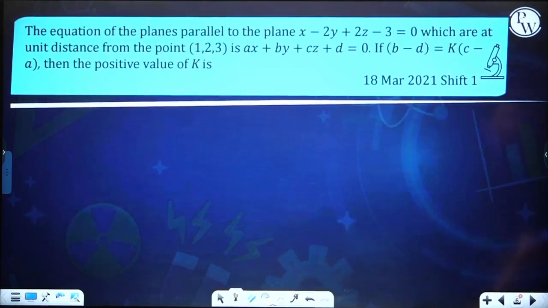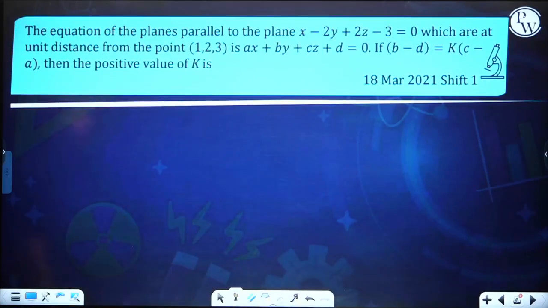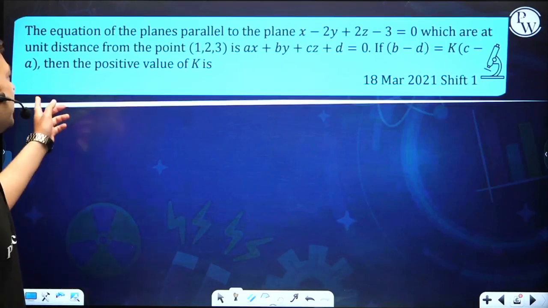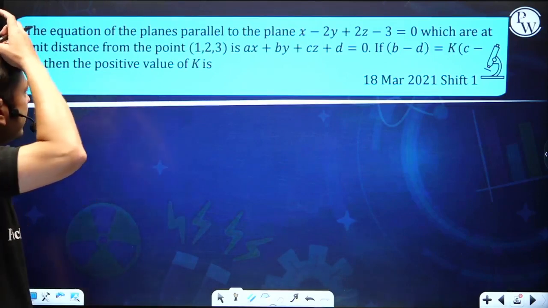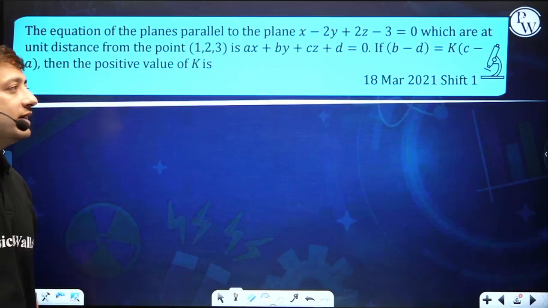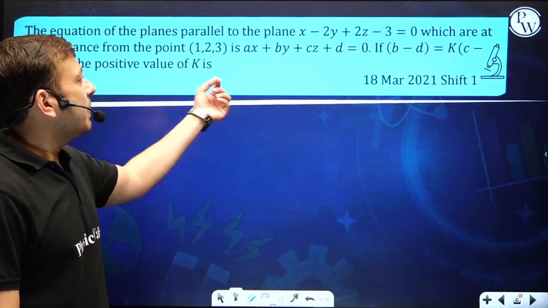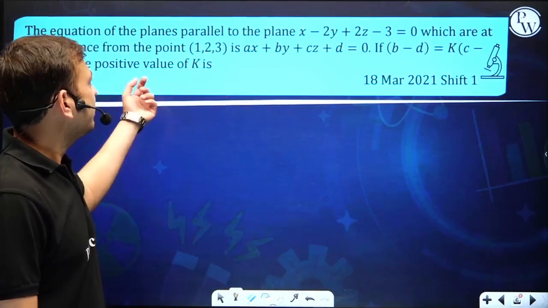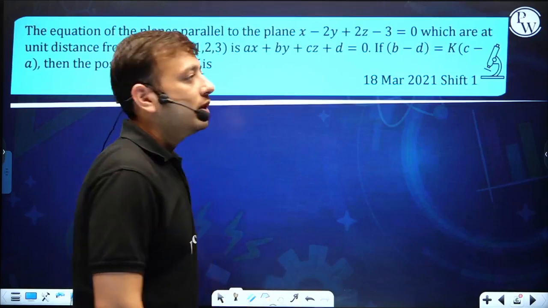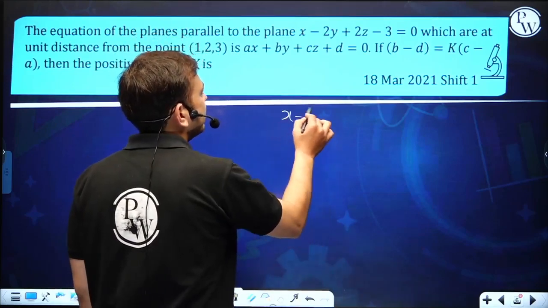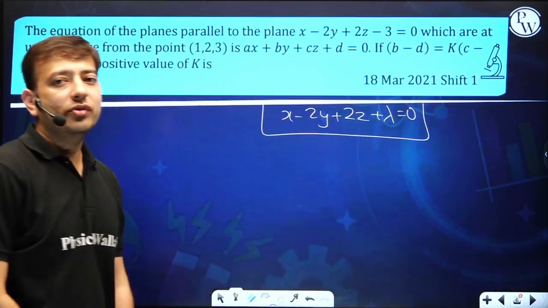Now, moving on. The equation of the planes parallel to the plane this, which are at unit distance from the point, is this. If B minus D equals K times (C minus A), then the positive value of K is asked. Now, try to understand. For any plane equation which is parallel, only the constant term will be different. So x minus 2y plus 2z plus lambda equals 0. This is the equation of the plane.